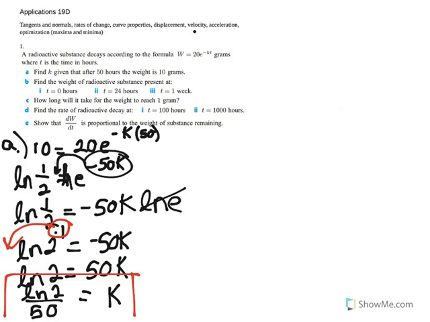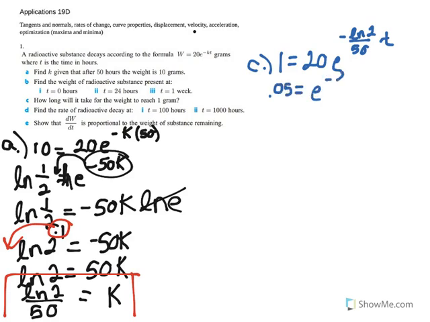Okay, so now for part C, it says how long will it take for the weight to reach 1 gram? So 1 therefore is our weight, and now this is going to practice our solving techniques with natural log. 1 equals 20 e to the negative natural log of 2 over 50 times t. So therefore, going through, I'm going to divide both sides by 20. So 1 divided by 20 is 0.05. That's e to the negative natural log of 2 over 50 times t. Again, that's all the exponent.